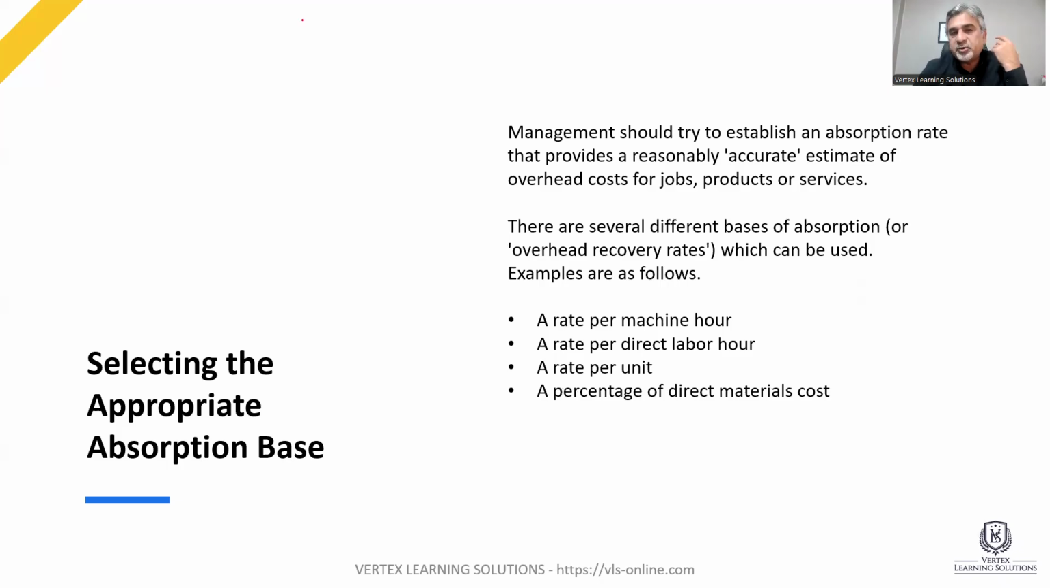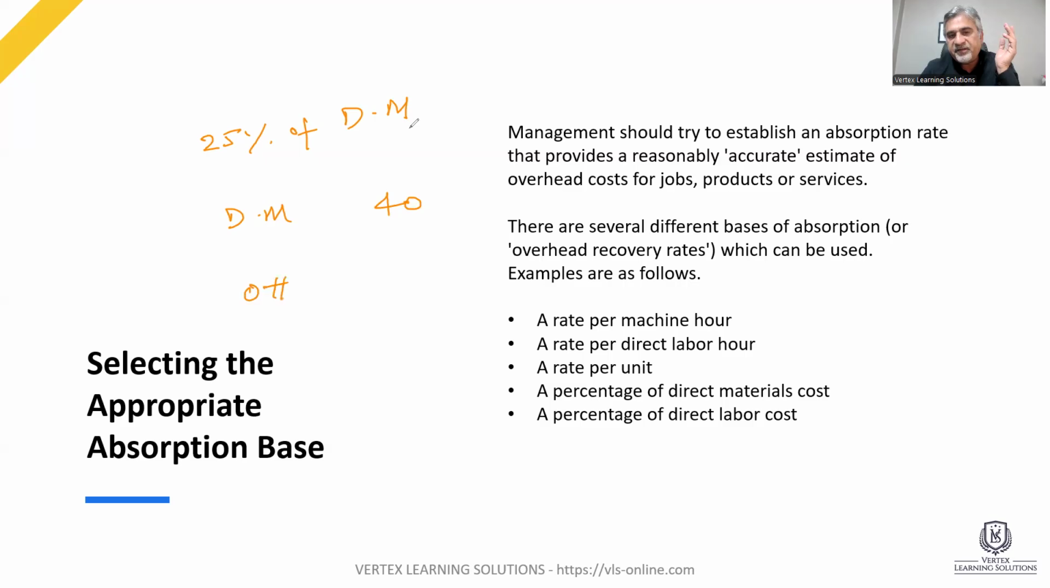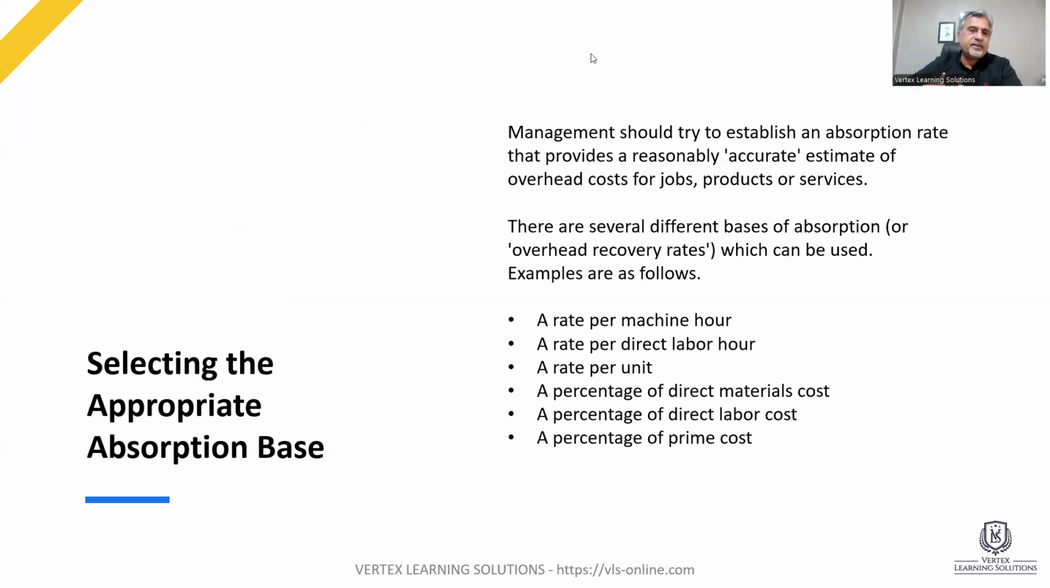Maybe sometimes it also happens that you say that your overheads are going to be 25% of direct material cost, or maybe a percentage of direct labor cost, 30% of the labor cost. So when I say my overhead is 25% of direct material, so if I'm putting my direct material as 40, then my overheads will be 25% of 40, which means 10. Okay. So this is how you can manage it. Or it could be percentage of prime cost. Prime cost means direct cost. So all of the direct costs, you make them together, it is called prime cost.